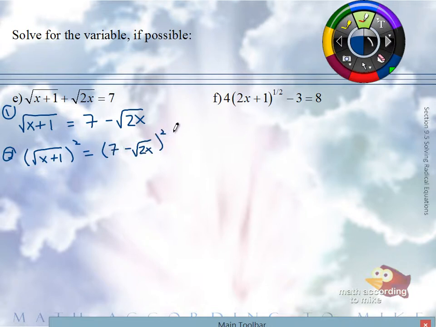How many terms are you squaring on the left? Your other left. 1. What happens to the square and the square root? They cancel. How many terms are you squaring on the right? 2. When you're squaring 2 terms, what do you have to do? FOIL, if you would. FOIL the right-hand side.